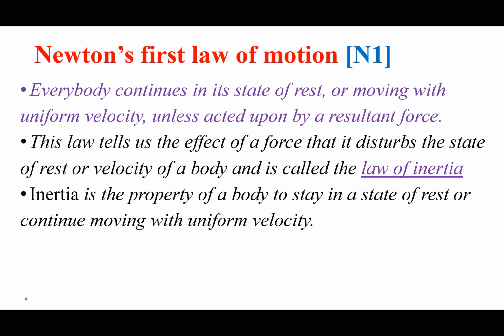What do we mean by inertia? Inertia is a property of a body to stay in a state of rest if it was at rest, or to continue moving with a uniform velocity if it was moving in a straight line. That is what we call inertia. There is a natural tendency of bodies to continue with their state of rest if they were at rest, or to continue moving in a straight line if they were moving with a uniform velocity. That's why, if you're in a car and the brakes are suddenly applied, you tend to jerk forward. That's why you are always advised to put on seat belts. That's what we call inertia.